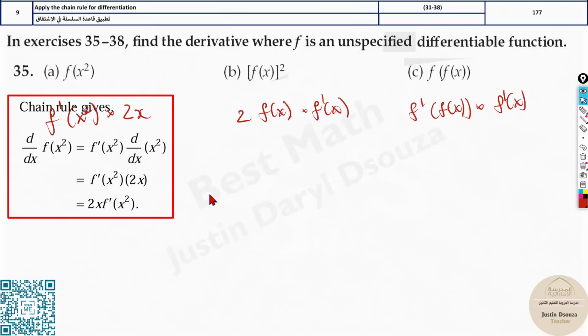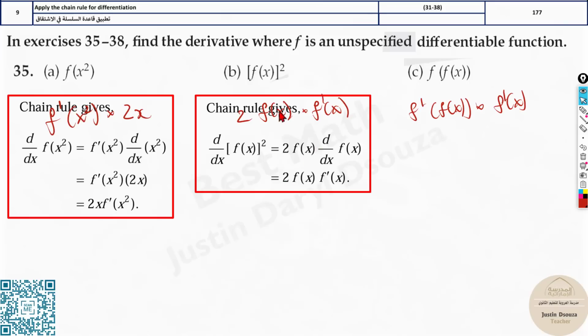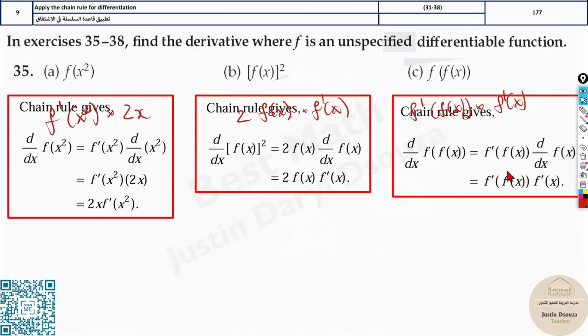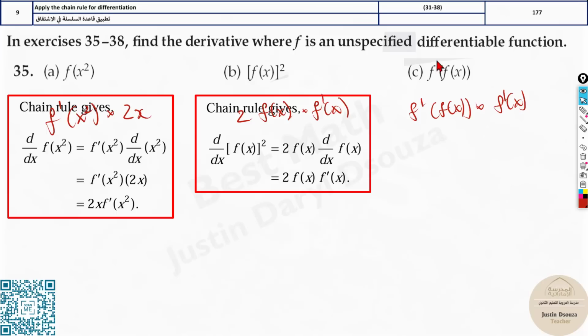I hope that's clear. See here it's 2x. They have rearranged and written it as 2x f prime of x squared. Here it's 2 times f of x, f prime of x, and lastly we have f prime of f of x times f prime of x. I hope this much is clear. See here f prime outside, then whatever is inside. Then again we have to derive the inside thing.